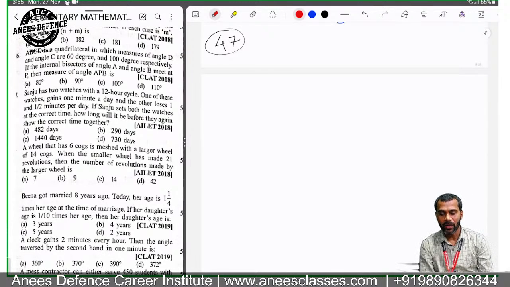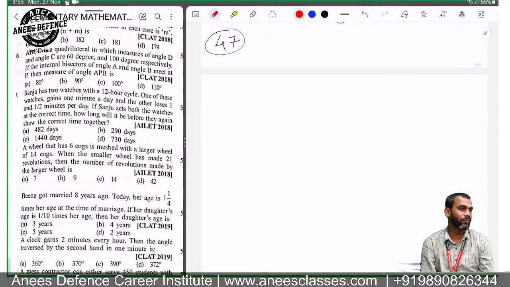So at the beginning, in this chapter only, we had very easy questions. Yes or no? Some of the students said we don't need to attend the lectures for maths. Please try question number 47.